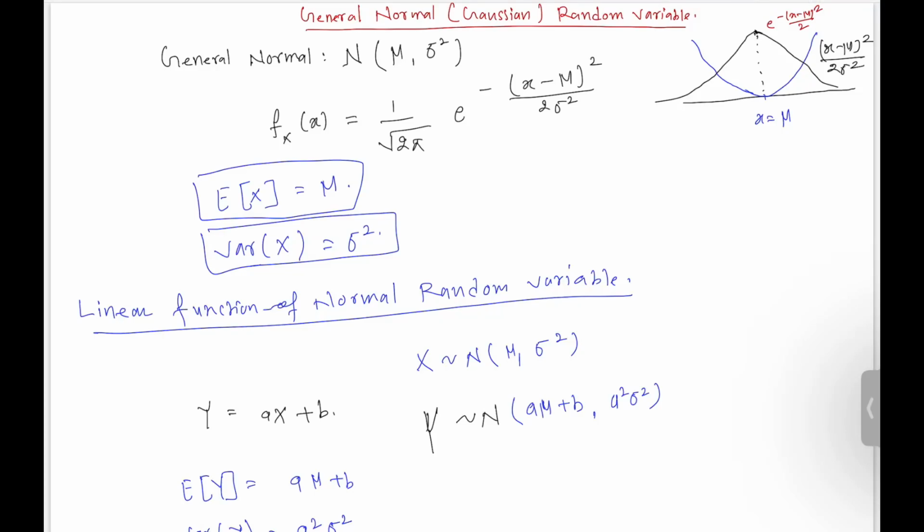Last video we looked at the normal random variable. We looked at their PDF, expectation and the variance. Now we might be interested in finding the probabilities.